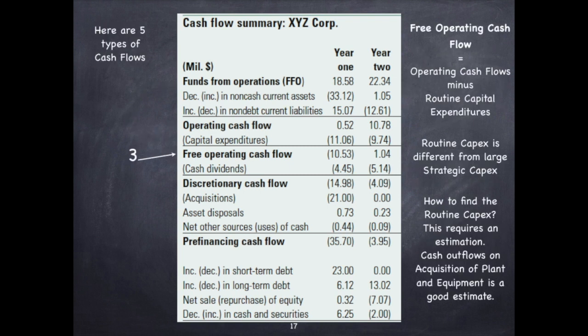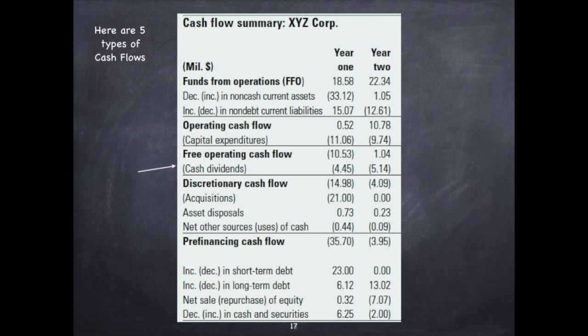All right, following this, we have the free operating cash flow. So the operating cash flow minus the capital expenditures, and these are the routine capital expenditures. This is distinguished from strategic capex, which are typically large and happen once in a while. Routine capex are relatively smaller in size but happen every year. Of course, routine capital expenditures do not show up clearly in the cash flow statement, so these need to be estimated. But based on the estimation of routine capital expenditures, we can compute the free operating cash flows.